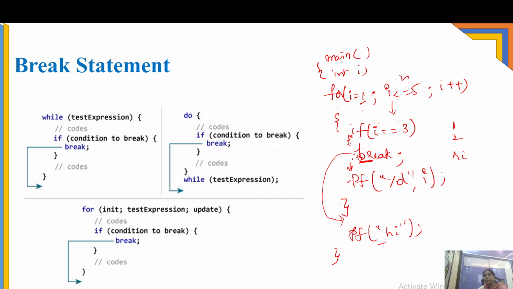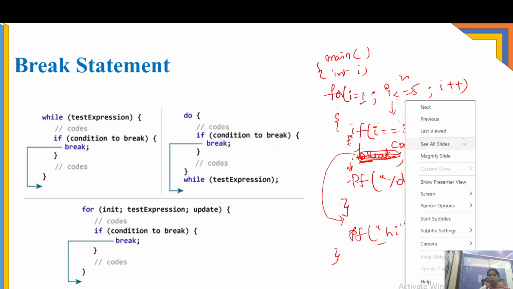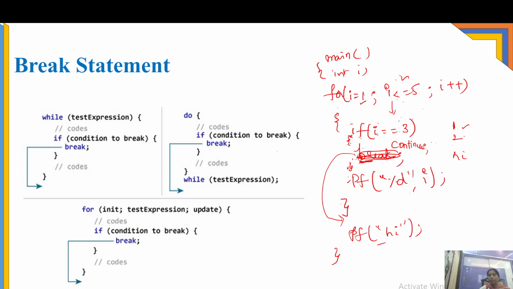Okay, next, continue. So continue means skip the current iteration and continue with the next iteration. In place of break, let's write continue, and we will see what the output will be. So i = 1, i <= 5, condition true. 1 == 3, no, continue will not be executed, 1 will be printed. 2 == 3, no, 2 will be printed. Next, 3 == 3, yes, continue will be executed.